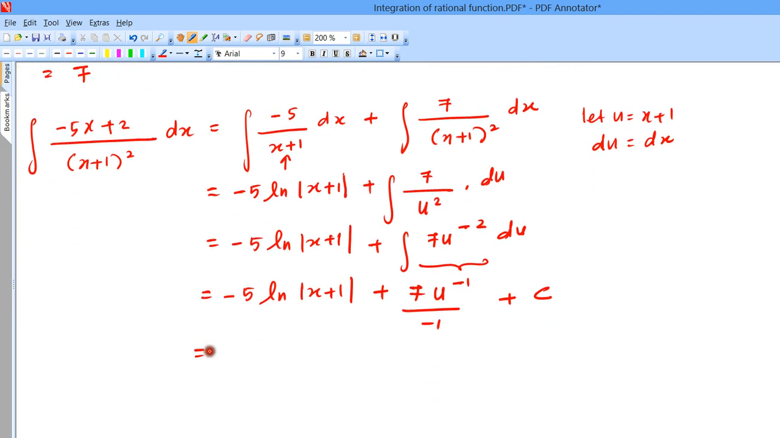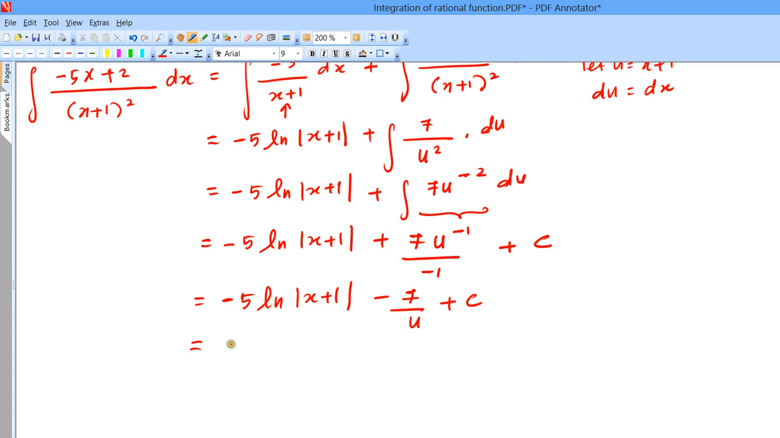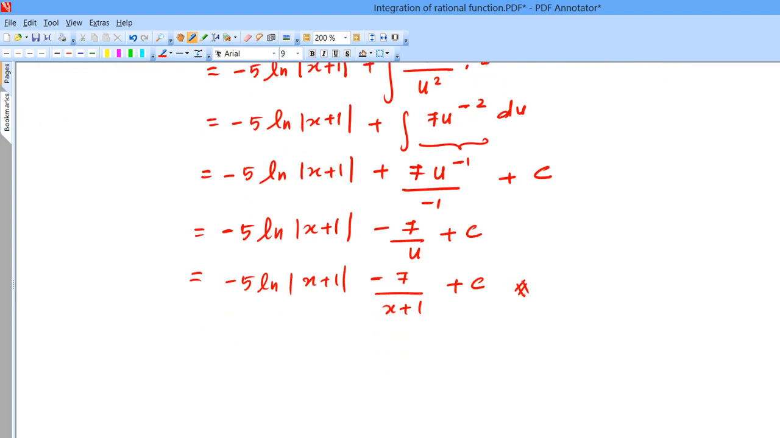We can write as equal to negative 5 ln x plus 1 minus 7 over u plus c, and then substitute u, so equal to negative 5 ln x plus 1 minus 7 over x plus 1 plus c. So this is the final answer. Okay, thank you.